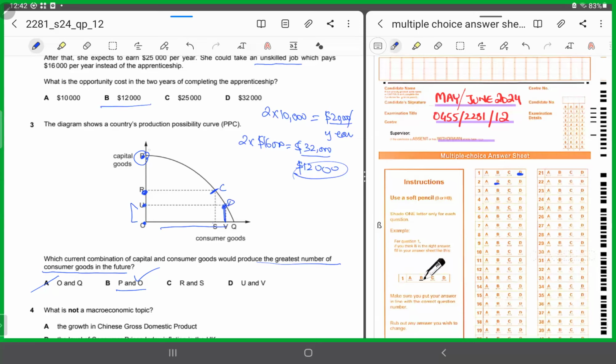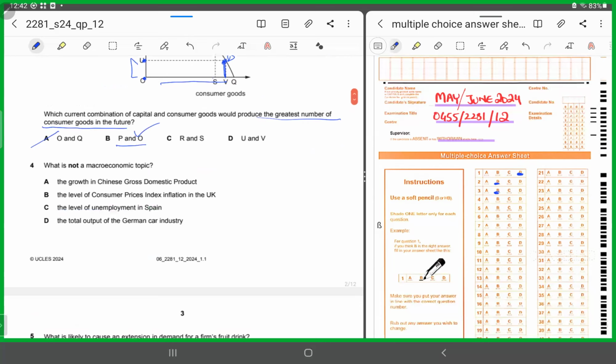But the wisest decision is to be at option B, like I said, the highest number of capital goods. Why? Because the aim is to provide for the highest number of consumer goods in the future, right? So keeping that intention in mind, for 3, it has to be B. I hope this is clear.